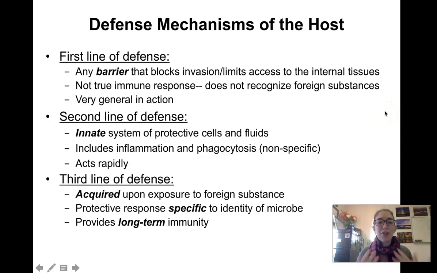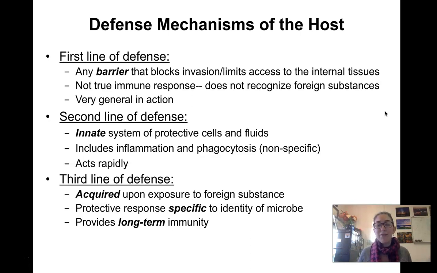Okay, so there's 3 lines of defense of the immune system: the first line, second line, and third line. The first line of defense is any physical barrier that prevents microbes from getting in. Skin is a classic physical barrier. It physically blocks microbes from getting into our internal organs.